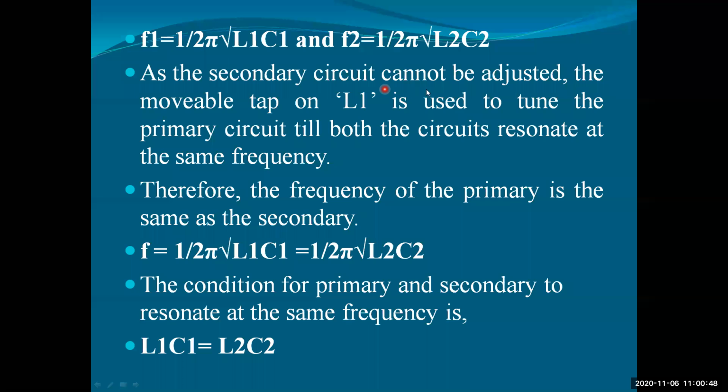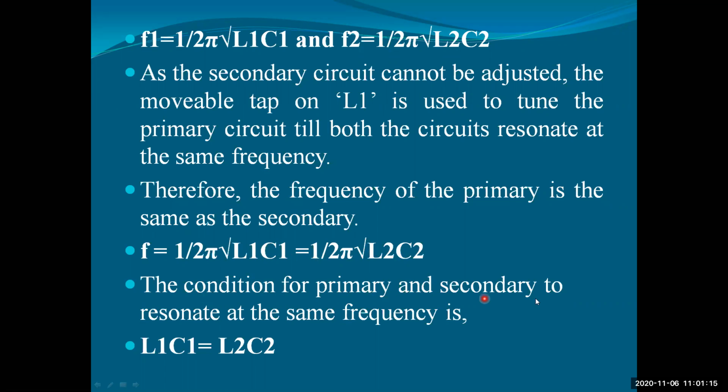As the secondary circuit cannot be adjusted, the movable tap on L1 is used to tune the primary circuit till both circuits resonate at the same frequency. Therefore, the frequency of the primary is the same as the secondary. That is, F is equal to 1 by 2 pi root of L1 C1, which is equal to 1 by 2 pi root of L2 C2. The primary frequency and the secondary frequency are both the same, because the transformer is under resonance condition.